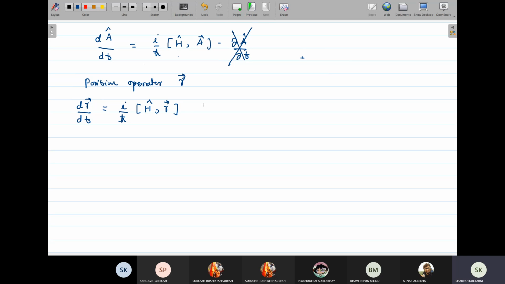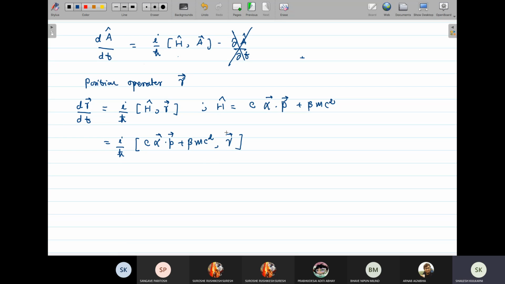But what is H in our Dirac theory? Go back to our first equation. This will be alpha dot p, plus beta mc square. This was our Hamiltonian, the Dirac Hamiltonian. So this will be i by h cross, c alpha dot p, plus beta mc square, and commutator with r.